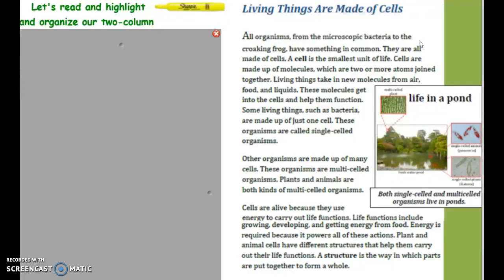All organisms, from the microscopic bacteria to the croaking frog, have something in common. They are all made of cells. A cell is the smallest unit of life. Cells are made up of molecules, which are 2 or more atoms joined together. Living things take in new molecules from air, food, and liquid. These molecules get into the cells and help them function. Some living things, such as bacteria, are made up of just one cell. These organisms are called single-celled organisms. Other organisms are made up of many cells. These organisms are multi-celled organisms. Plants and animals are both kinds of multi-celled organisms.